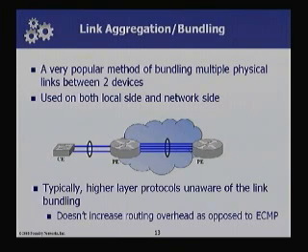Now, typically, higher layer protocols are unaware of the link bundling. What that means is, when your link bundling happens, it's a local decision between two routers. Higher layer protocols are not aware of that. And that does not increase the routing overhead, as opposed to ECMP.